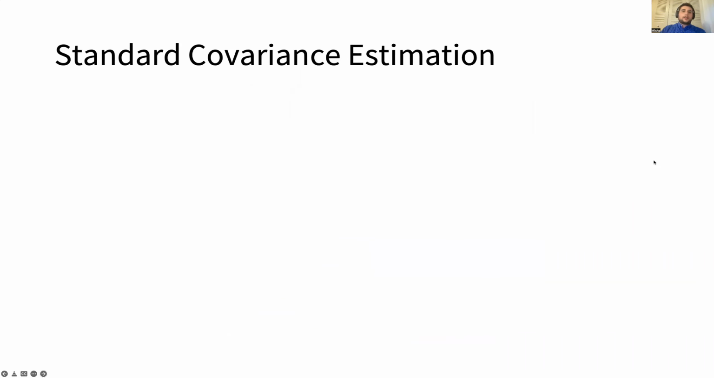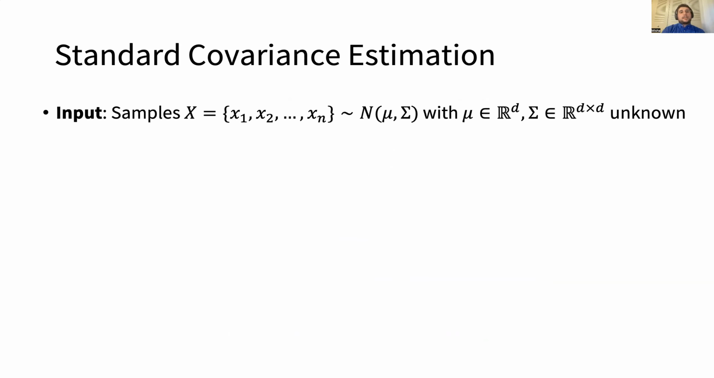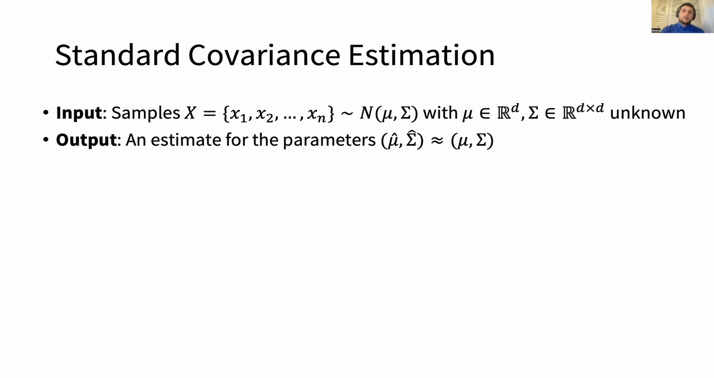So to begin, we're going to start with some results on basic standard covariance estimation. In this problem, the input samples are drawn from a Gaussian distribution with some mean mu and sigma, both unknown and of dimension d. And the output we want is an estimate for these parameters, some mu hat and sigma hat, which are approximately mu and sigma.